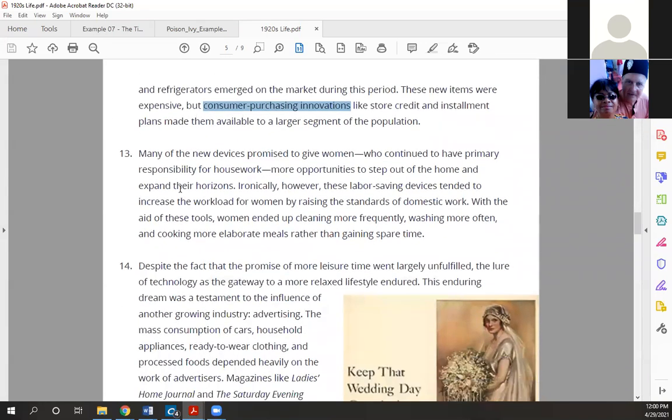Now it says many of these new devices promise to give women who continue to have primary responsibilities for housework more opportunities to step out of the home and expand their horizons.